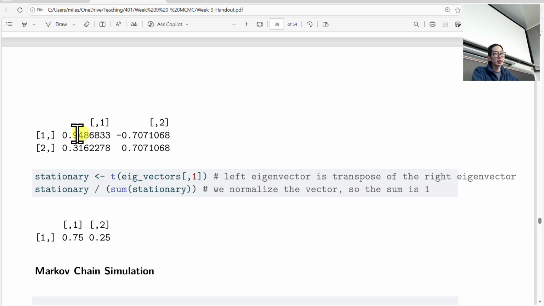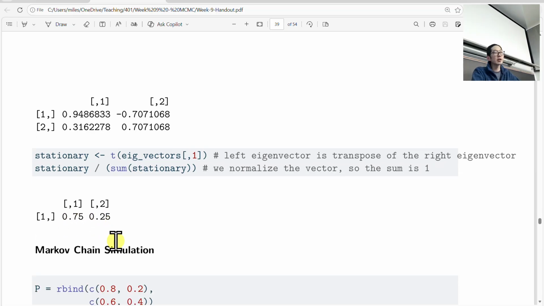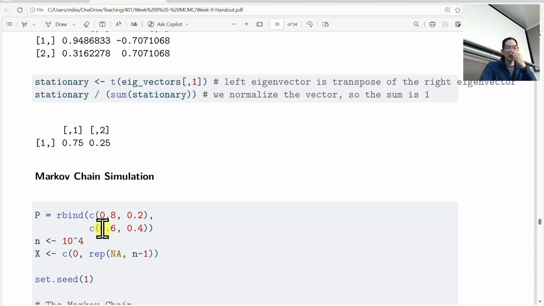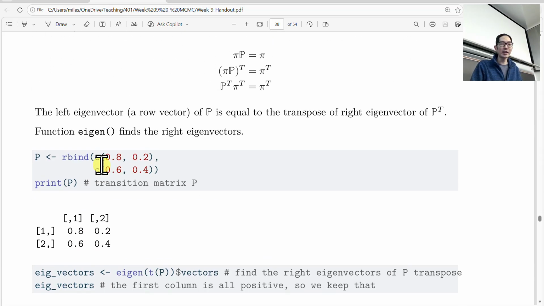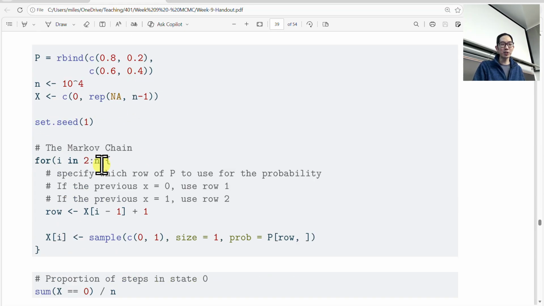Okay, this is 3 times bigger than that. And so that gives me, if I just divide by the sum of that column, I get 0.75 and 0.25. So I get the same values here. Okay. So indeed, the stationary distribution is 0.75, 0.25. We've demonstrated that it's also the left-hand eigenvector of the transition probability matrix.